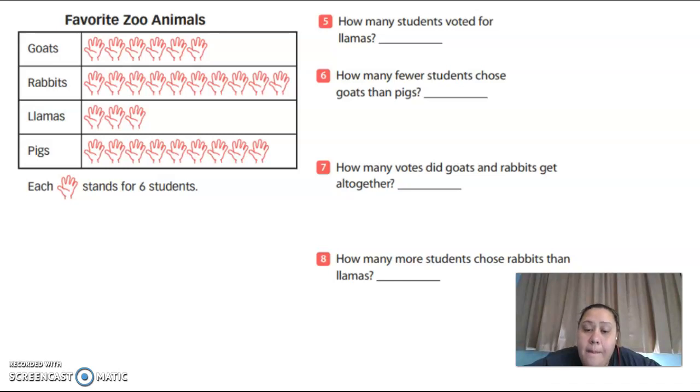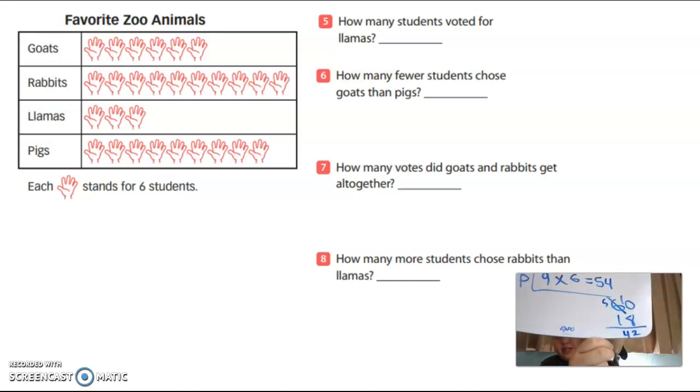And the last question, how many more students chose rabbits than llamas? Well, there were 60 people who chose rabbits and only 18 kids who chose llamas. Subtraction. And if I do 60 minus 18, let me work that out here. I'm going to borrow from the 6s. All right. 42.